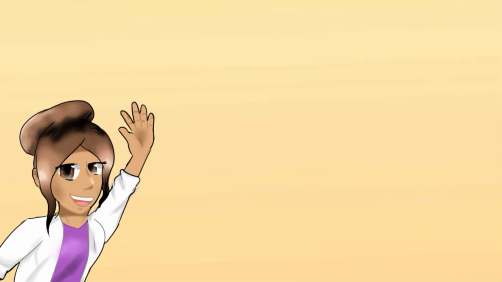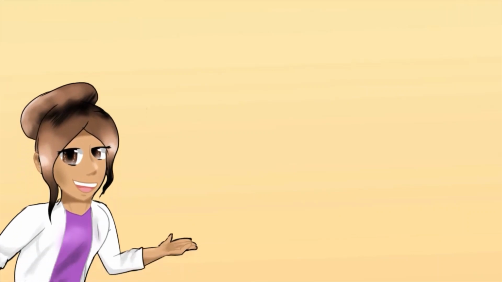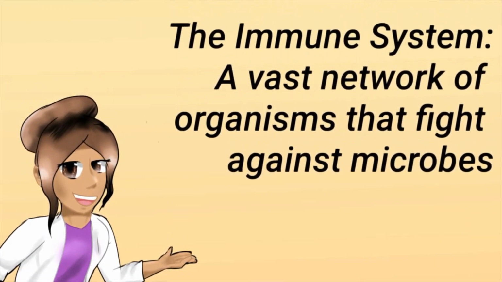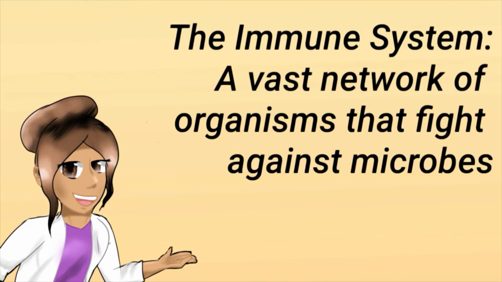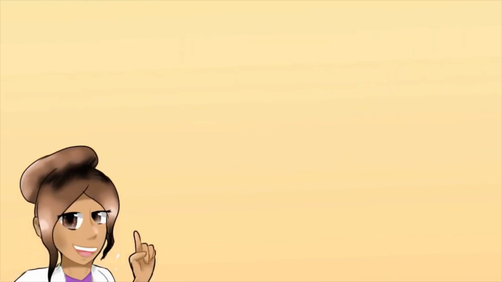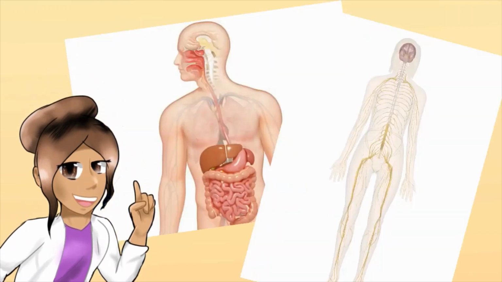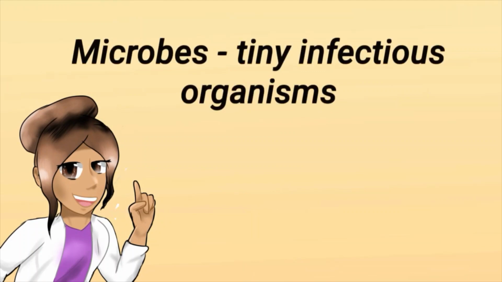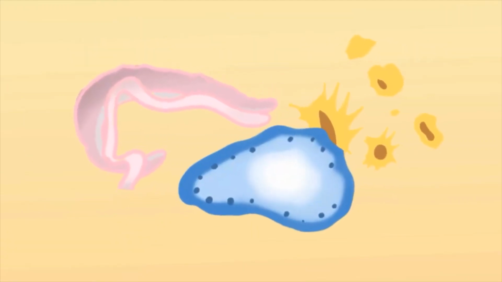Unlike our other bodily systems, the immune system does not consist of designated organs. It's a vast network of multiple organisms found in the body. Your immune system also connects to your other systems, like your digestive or nervous. Its main purpose is to fight against microbes, which are tiny infectious organisms, like parasites, bacteria, viruses, and fungi.